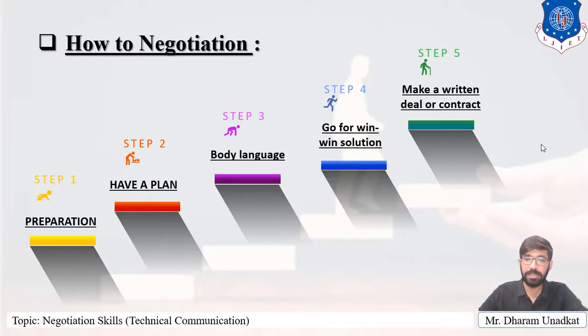And the last step is to make a written deal or contract. This last point, that is the deal and the contract, is for the corporate world. When you negotiate for shares, or when you negotiate for the salary or the increment, there is a written deal or contract. If the decision of the negotiation has an effect on the future course of action, then it is important to note down each and every point according to what you have agreed upon during your negotiation.